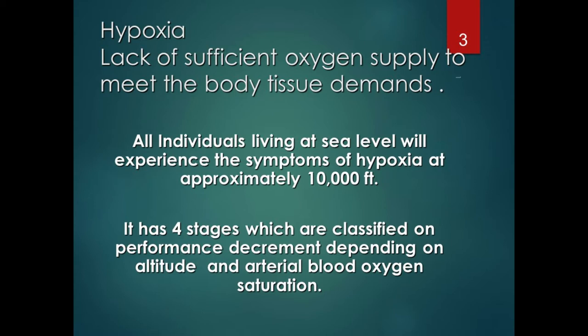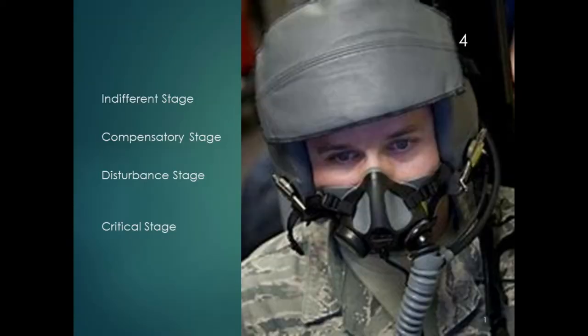Hypoxia has four stages, which are classified on the performance decrement depending on the altitude and arterial blood saturation of oxygen. Now, there is the indifferent stage, which is stage number one, the compensatory stage, the disturbance stage, and the critical stage.